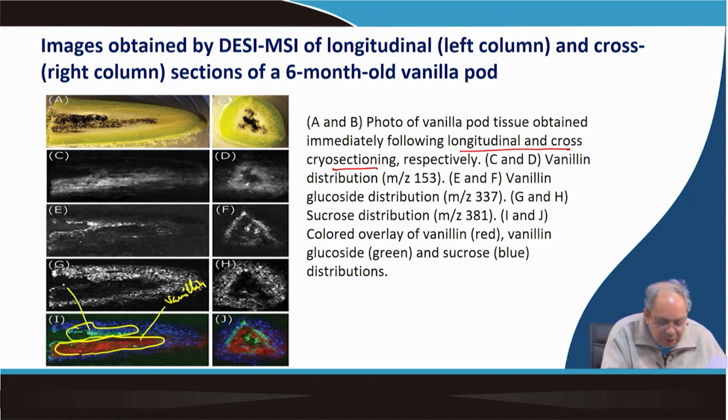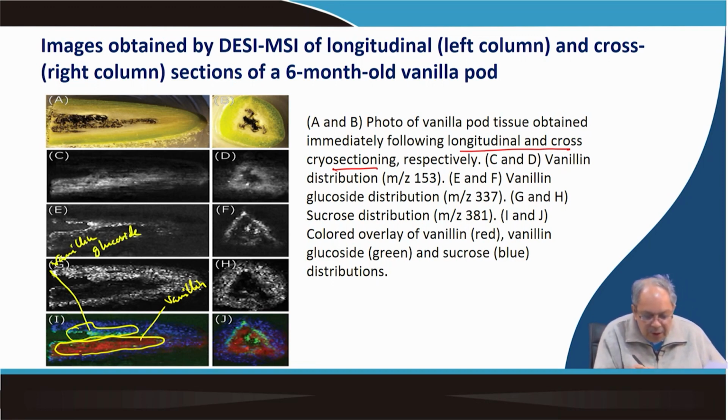and this green portion is vanillin glucoside, and this blue portion is basically the sucrose. So, they have studied the distribution of these metabolites, that is histolocalization of these metabolites using this high resolution desorption mass spectrometry, and this is really a very nice paper with the modern tools. So, where you could detect the metabolites using mass spectrometry.